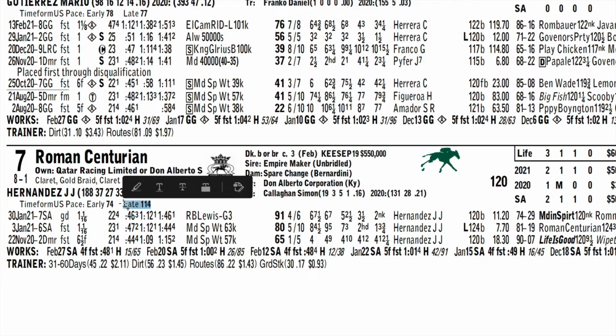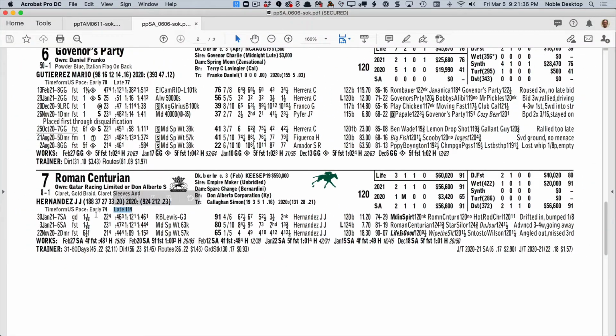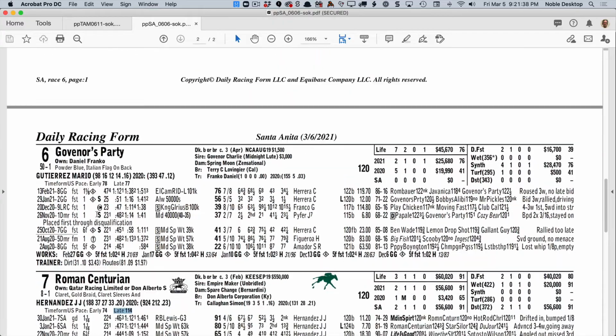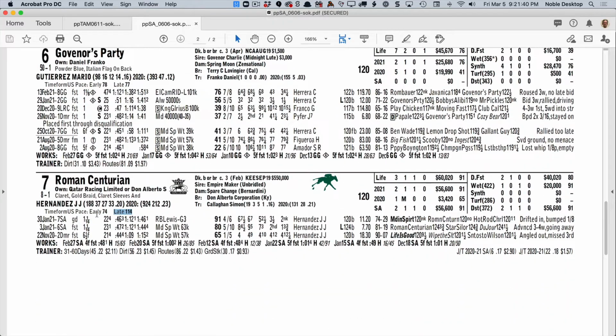You could say, hey, The Great One and Life is Good could potentially get into a duel, and with that hot pace up front, you may want the horse with the best late pace projection, which in this case is Roman Centurion. Okay, very good. Thank you so much. That's so helpful. Yeah, and he was only beaten a neck by Medina Spirit last time.